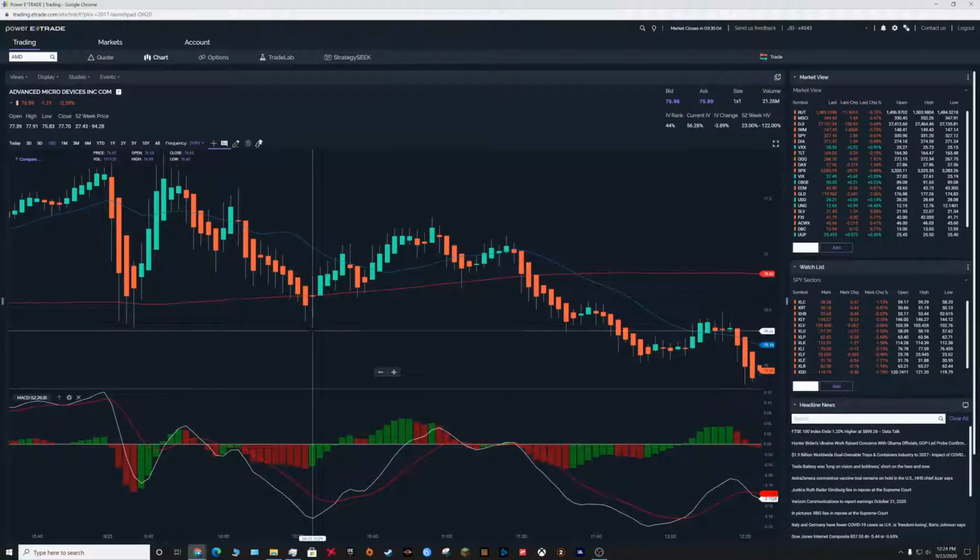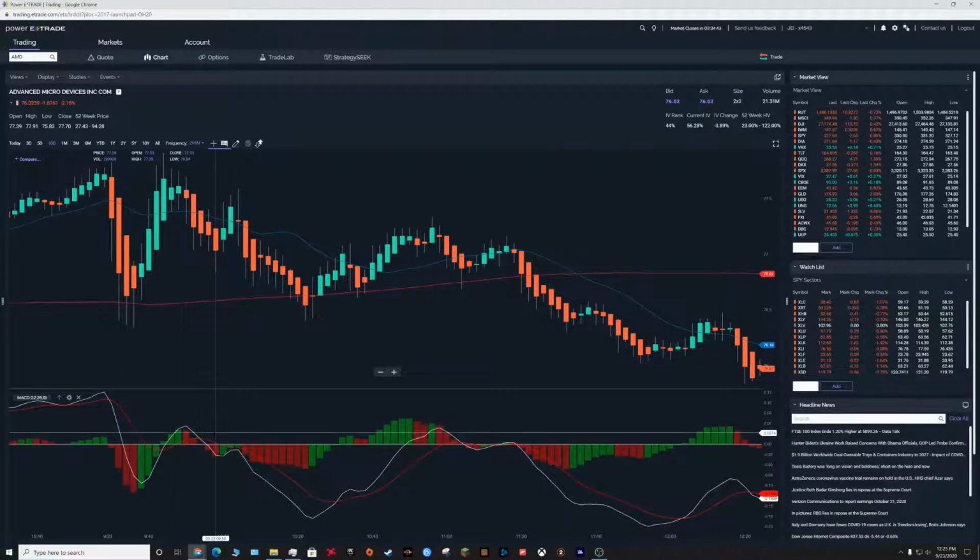I utilize the MACD also. It helps me to really gauge the selling and buying pressure. Selling pressure is denoted with the red. As you can see, the first couple of minutes were dominated by the sellers. Green is when your buyers start to come in, and you can see that reflected in the MACD and also the movement of the stock.